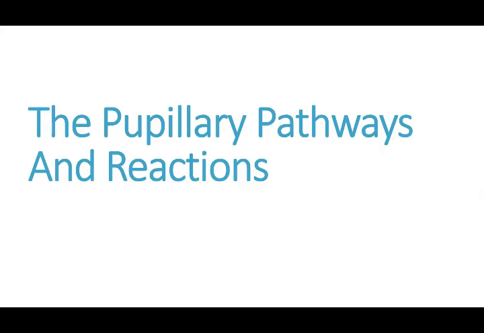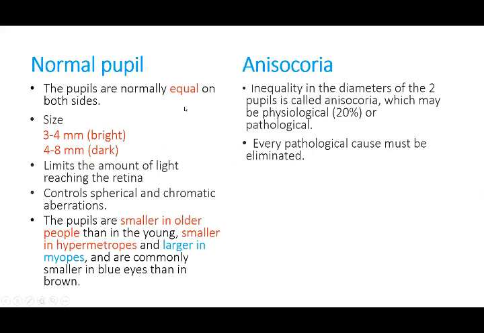Okay. So now we're going to talk about the pupillary pathways. How does the pupil react? The normal pupil. The pupils are normally equal on both sides. We know that. The size in bright light is from 3 to 4 millimeters, and in slightly dim light or in darkness, it's 4 to 8 millimeters. The function of the pupil is to limit the amount of light reaching the retina.